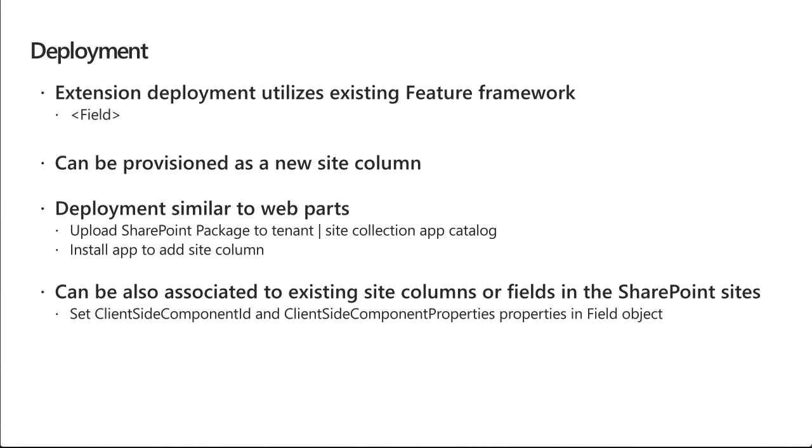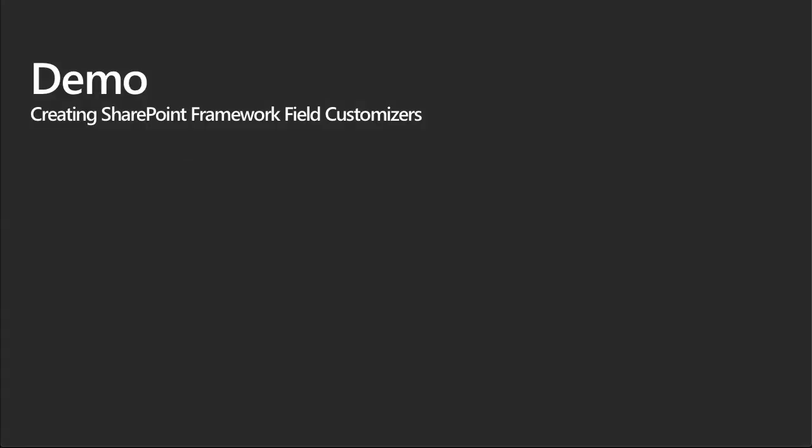On the deployment pieces I showed you a minute ago, you're going to be using the feature framework, and it's going to be provisioned as a new site column using the field element. We've already gone through these other pieces too: what the client-side component ID is, what the client-side component properties are, and how you're going to use those. So let's take a look at this. It's easier to see a working example and understand how these field customizers work if we can see a running example. So let's take a look at that.